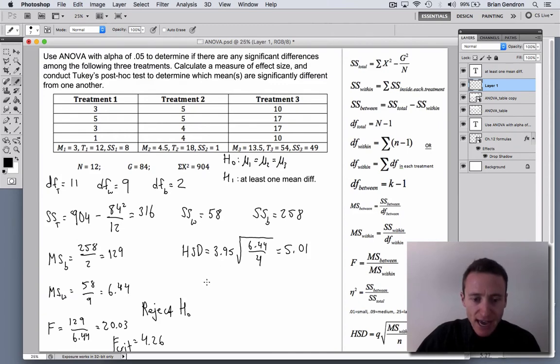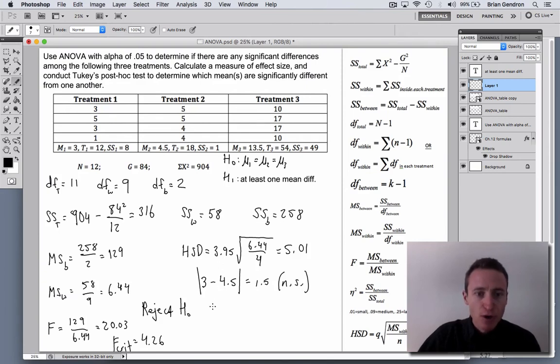So let's look at treatment 1 versus treatment 2. Treatment 1 had a mean of 3, and treatment 2 had a mean of 4.5. And I don't care about the negatives. It's only absolute value. The absolute value is 1.5. There's a difference of 1.5 on average between treatment 1 and treatment 2. That is not larger than your HSD value. So that is not significant. NS for not significant. Groups 1 versus 2.